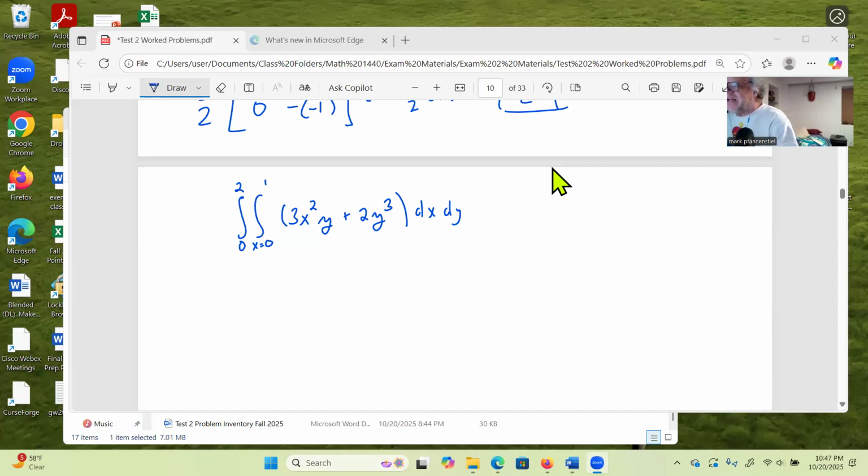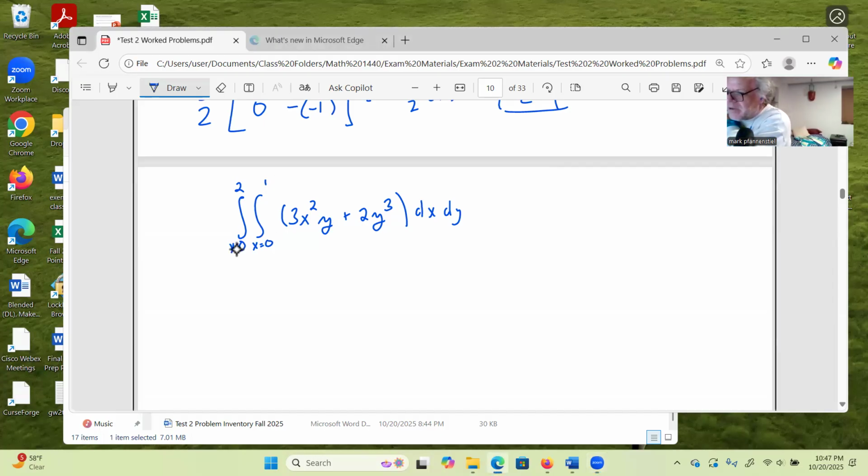We have our (3x² y + 2y³) dx dy. We're going to try to integrate it over this region. In this case, I put a little x equals 0 and a little y equals 0 here, just to remind you to integrate the x parts first. So let's go ahead and integrate with respect to x.